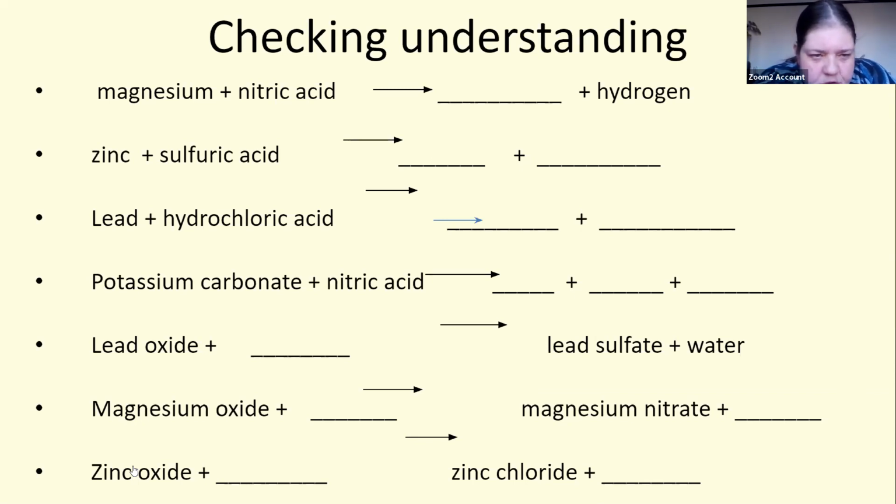So next one, a bit trickier, potassium carbonate plus nitric acid. And we want all three products. So there's three things made, you can see there. We want the name of the salt and the other two products that will be made. Some good answers coming in, some correct answers. Woohoo! That's what I like to hear, sir.